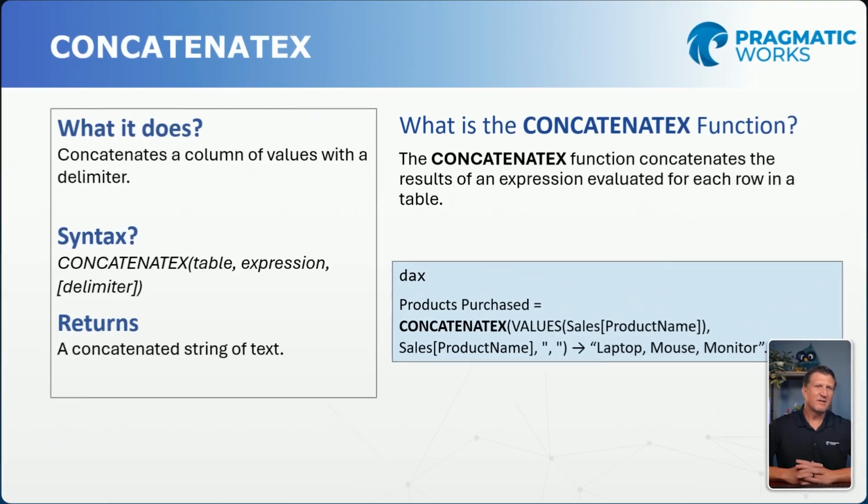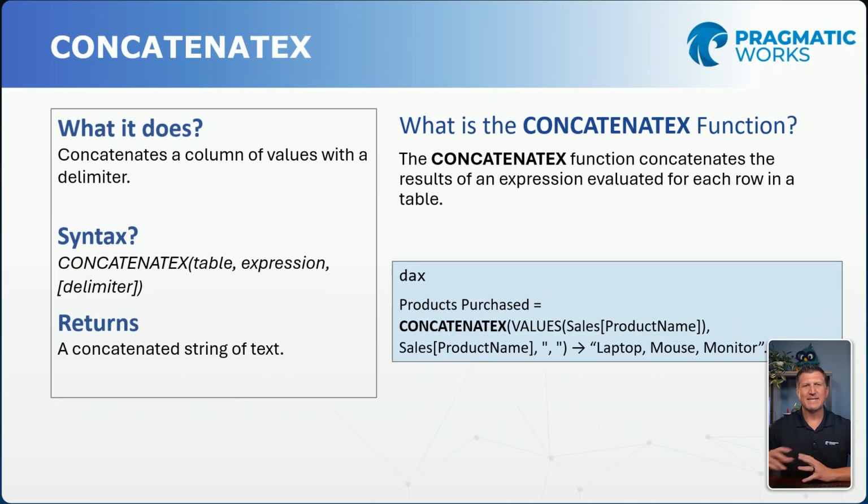And we're going to be discussing one of the X iterators. An X function is known as an iterator. So CONCATENATEX is one that we are going to use as a measure, whereas most of these other text functions, I've been making columns. But here's what it does.